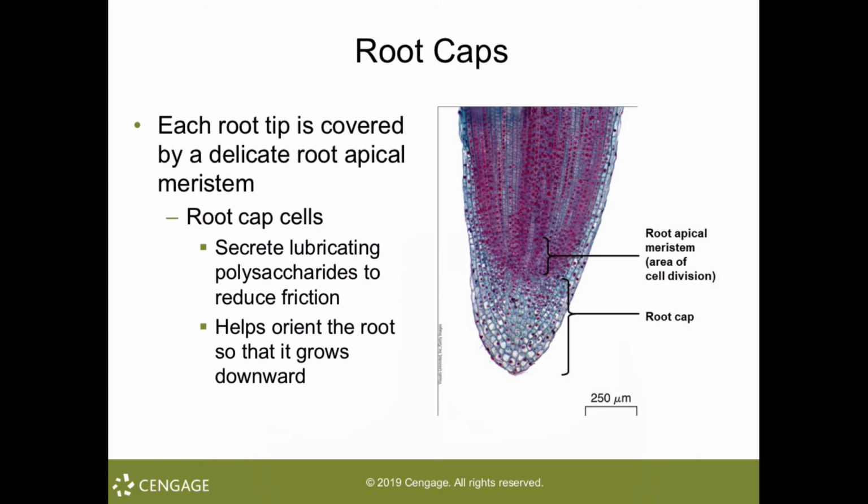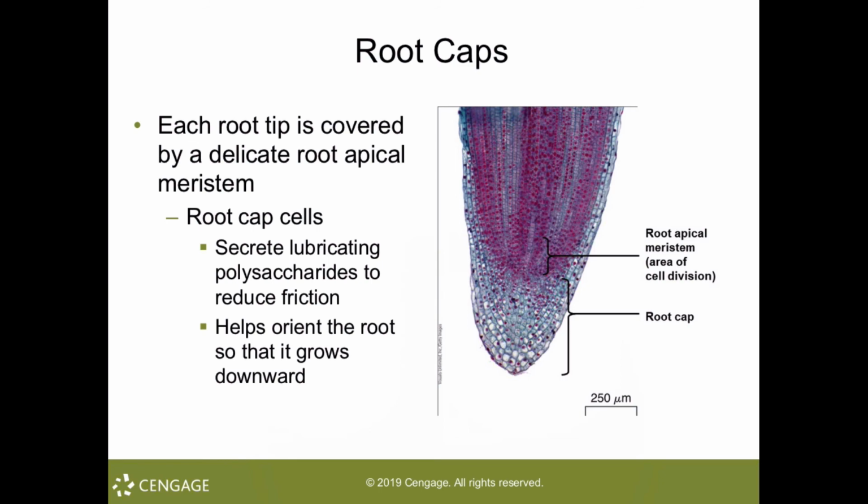So as the root grows, pushing its way through the soil, the cells of the root cap are sloughed off by the frictional resistance of the soil particles and are replaced by new cells formed by the root apical meristem. The root cap cells secrete lubricating polysaccharides that reduce friction as the root passes through the soil. So it's that root cap which also appears to be involved in orienting the root so that it grows downward. And how amazing it is that every root that's a root grows in the downward fashion, or the downward direction.